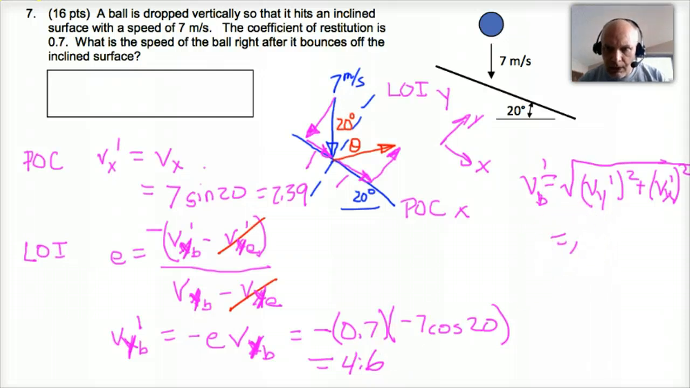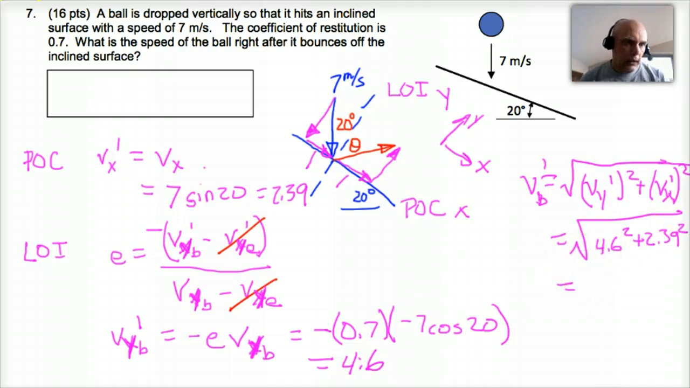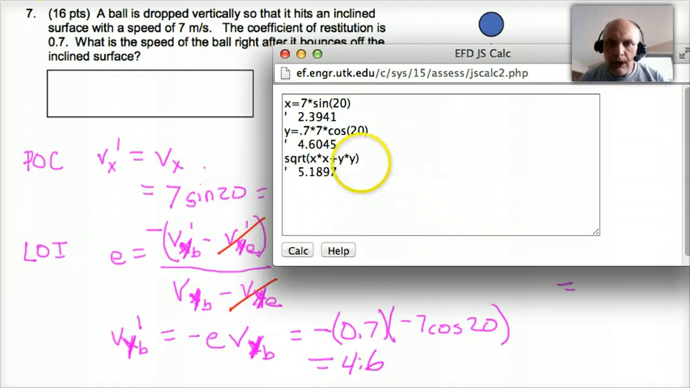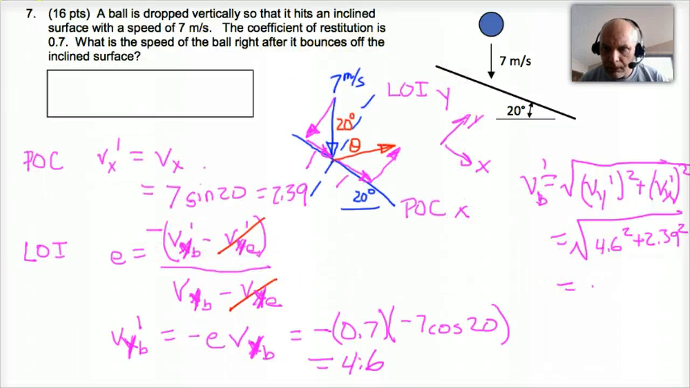So this is going to be the square root. I'll keep the numbers in the calculator: 4.6 squared plus 2.39 squared, and that is a square root of .19, in units of meters per second. Okay.